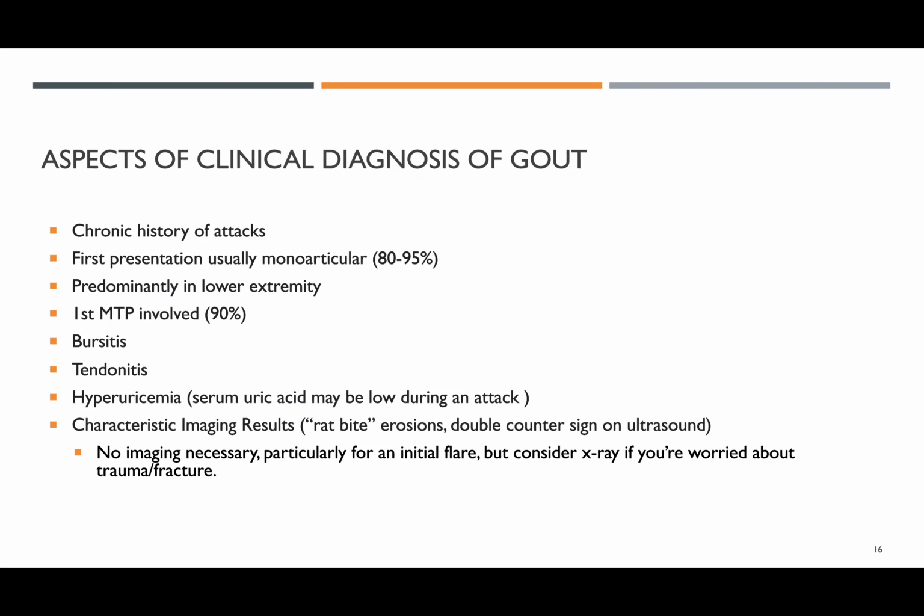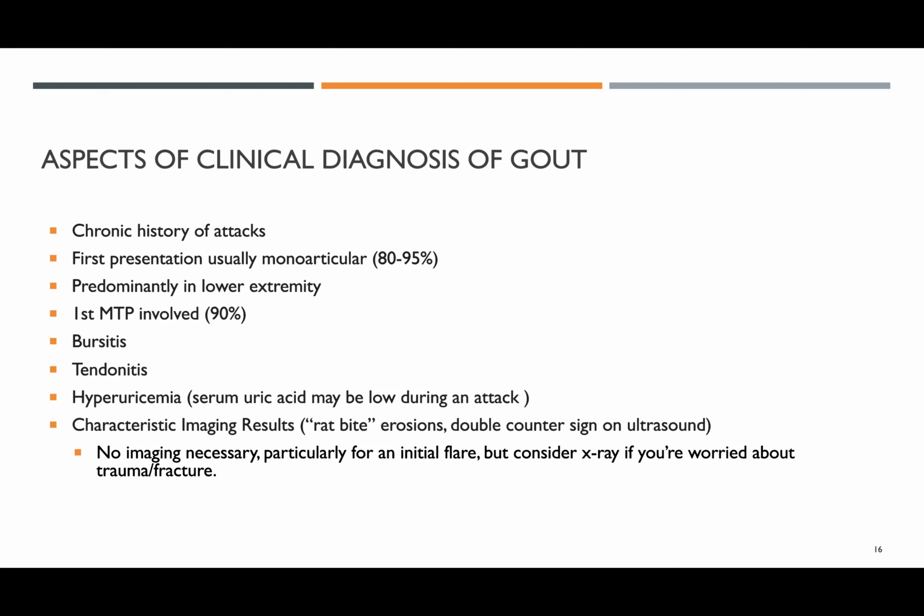But Andrew, you're talking a lot about clinical diagnosis. How do you make that clinical diagnosis? Well, some of the things that you're looking for are history of gout attacks, monoarticular presentation, usually in the lower extremity as mentioned. Remember, 90% is in that big toe, so have that high suspicion if it's in the first MTP. But you can also have bursitis, tendonitis.